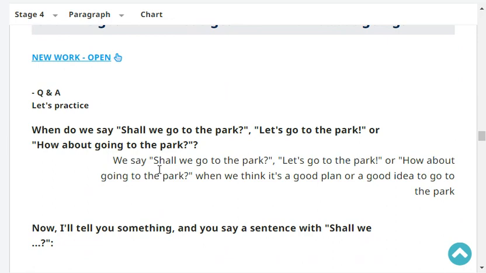When do we say "shall we go to the park?" Let's go to the park, or how about going to the park? We say "shall we go to the park?" when we think it's a good plan or a good idea to go to the park.